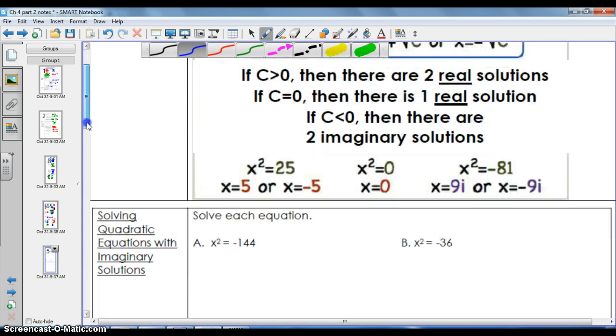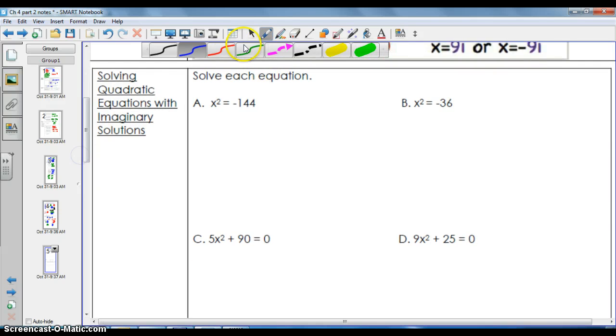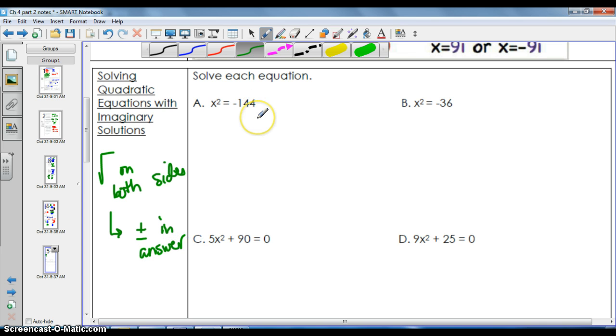So when you take the square root of both sides, make sure you do plus and minus as a part of your answers. So square root on both sides. Then make sure you have plus minus in answer. All right, going to work a couple of these examples here, and then this is going to feed into a part 2 video, so make sure that you watch that part 2 to finish up this lesson.